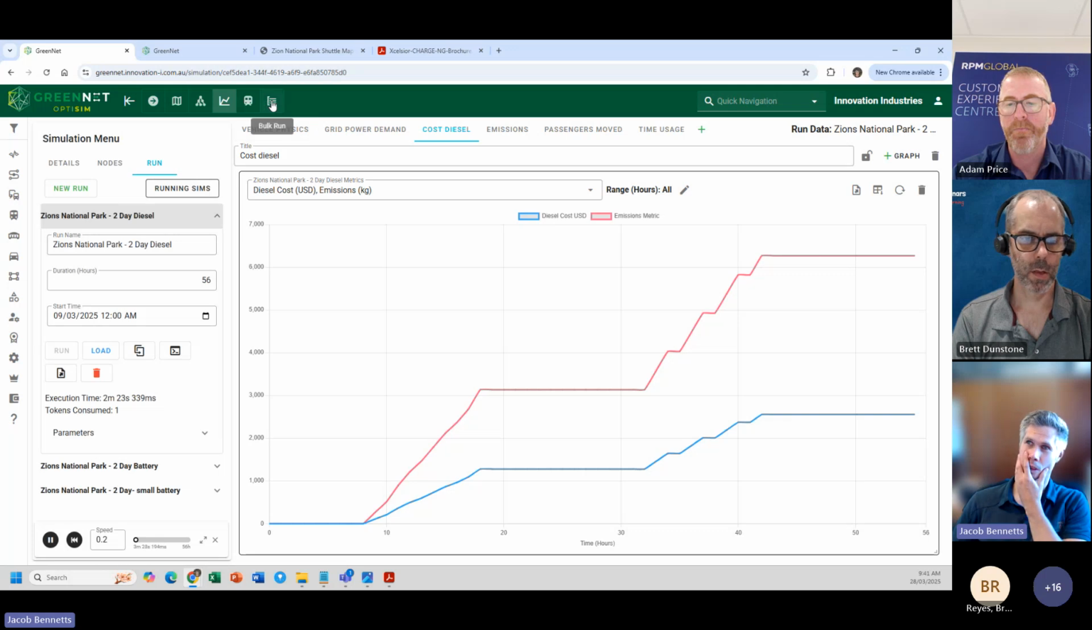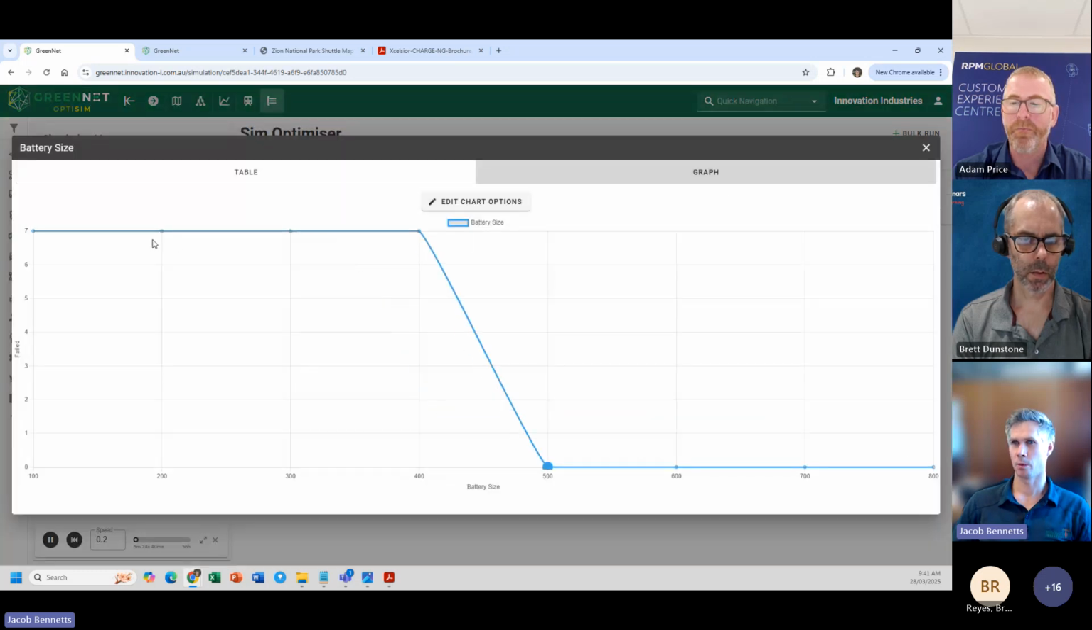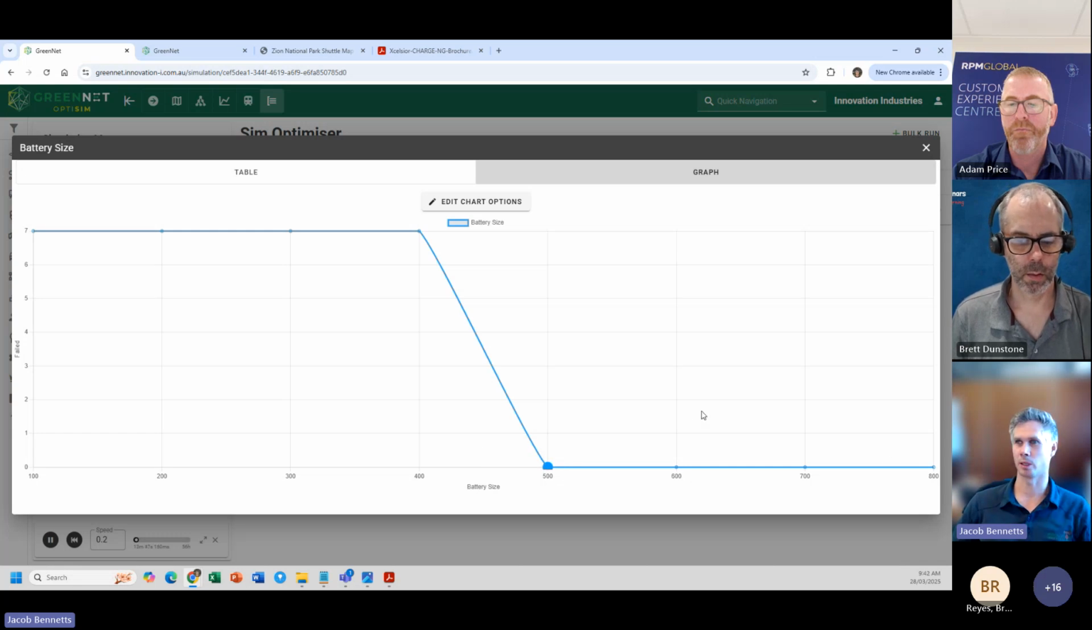The other thing that I did was just look at a bunch of battery sizes to see that I hadn't overspecced. So I did what we call a bulk run or optimizer, where we just do a bunch of simultaneous runs to check what the battery size could be. So these are a bunch of failures where certain buses ran out of charge. You can see the 400 kilowatt hour, that's what that number is, didn't work. And then 500 kilowatt hours, and from then up, it was a bit of a sweet spot.